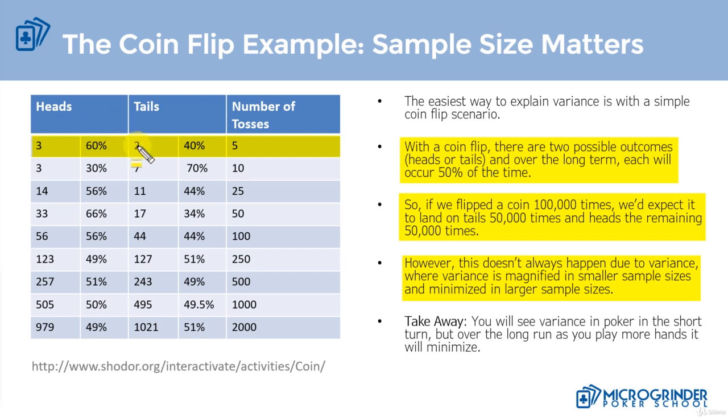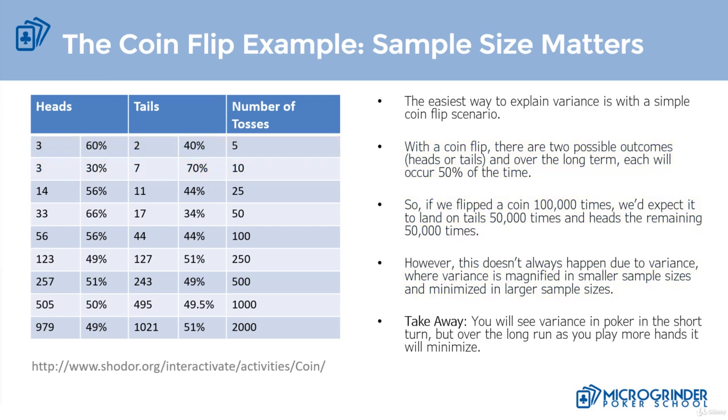Well, that's true. So let's actually look at 10. For a sample size of 10, we would expect 5 and 5, but we don't have that. We have 3 times on heads and 7 times on tails.